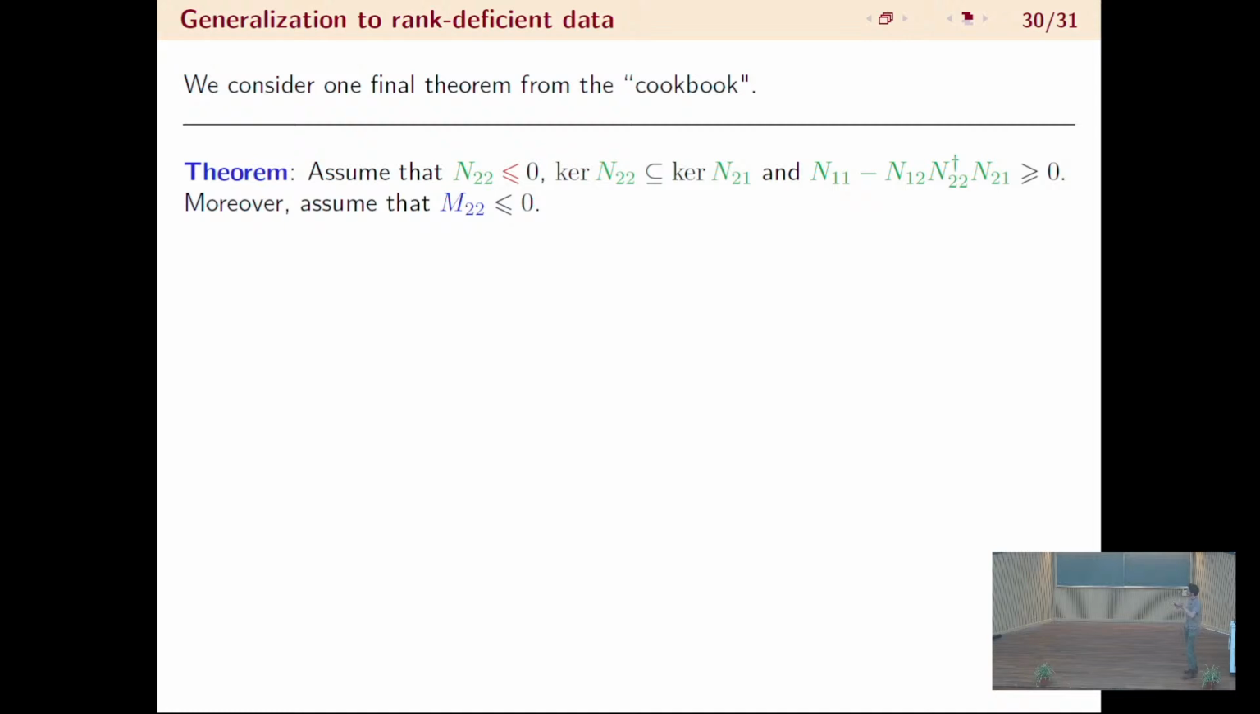So the conclusion is, I'm dropping the assumption that N22 is negative definite. I'm replacing it by the assumption that it's negative semi-definite. I need this kernel inclusion, and I appropriately change the condition on the Schur complement. Sometimes in the literature, by the way, people call this the generalized Schur complement. It's generalized in the sense that we're not working anymore with the inverse of N22, but with the pseudo-inverse.